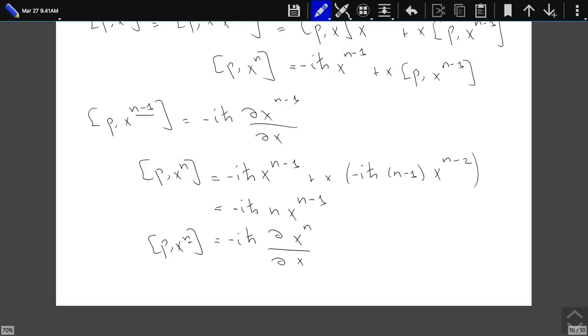It holds for n minus 1 equal to 1, so it holds for n equal to 2. So it holds for n minus 1 equal to 2, which means it holds for n equal to 3. If it holds for n equal to 3, then it holds for n equal to 4. If it holds for n equal to 4, it holds for n equal to 5. So basically it holds for all integers.